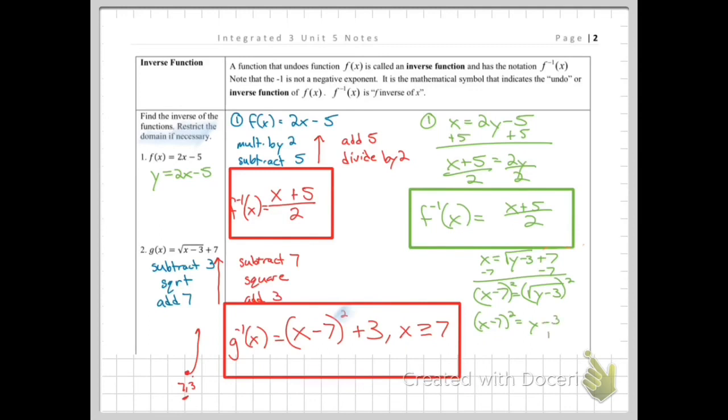Last step, add the 3. On the last step, I write it in my fancy notation. And because it's squared, I restrict the domain at 7. We are just going to agree that we will always do greater or equal to. Technically, I could do less than, but if we all just stick with greater than or equal to, we'll all get it right.